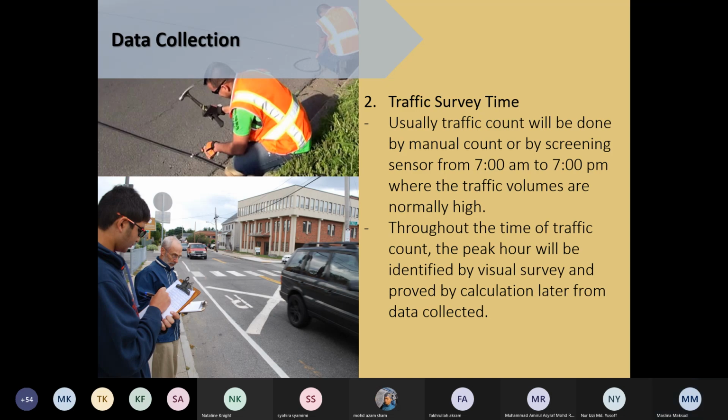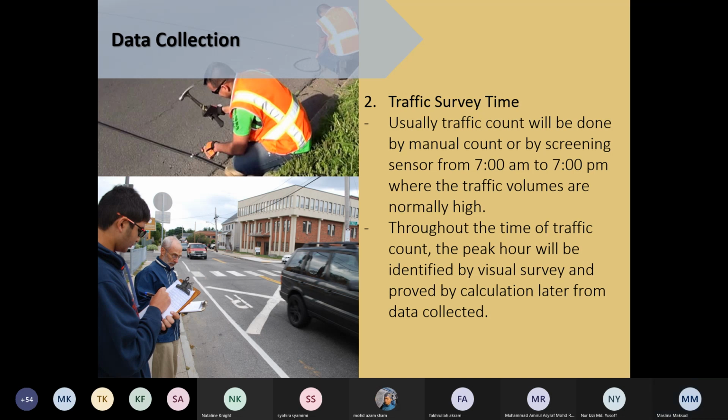So after we choose our study intersections, we can start with our traffic count schedule. Usually the traffic count will be done manually or by sensor, and we usually start from 7 a.m. to 7 p.m. This is the common time for people to go out and come back from work. So this is the time we consider to have the highest traffic volume.